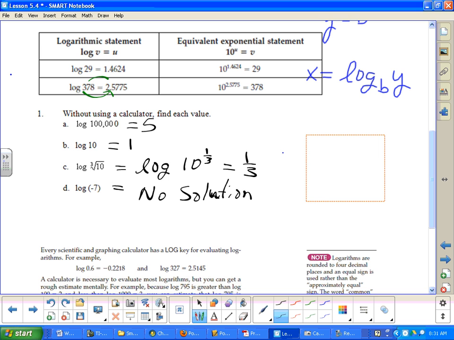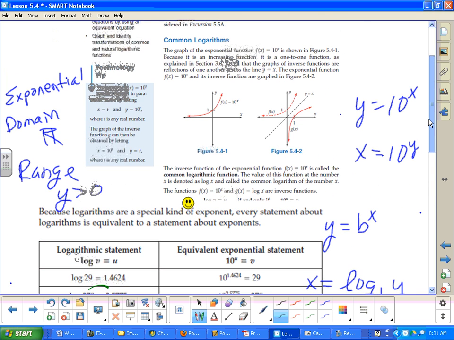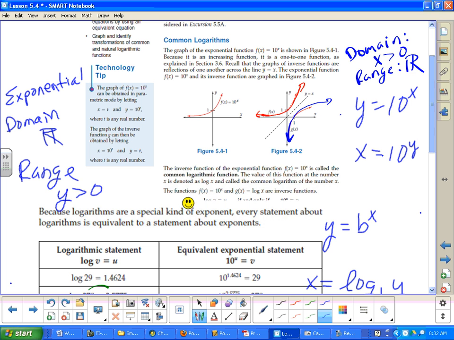Remember, so that's the thing to remember, if you look at the graph here, back here at figure 5.42, this graph here is exponential functions. The domain is all real numbers. The range is y is greater than 0. This is the graph of basically all logarithmic functions, the basic look of it. And in this case, then, the domain is that x is greater than 0, and the range is all real numbers.